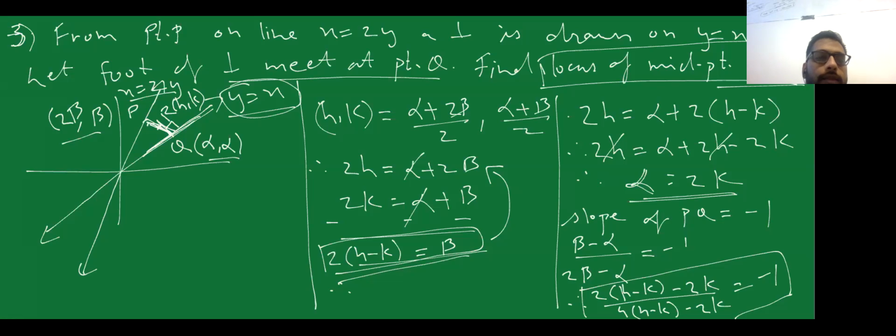One more thing is given, that the foot of perpendicular meets at point Q. Therefore, I need to find the slope of line PQ, and the slope of line PQ is -1. Why is it -1? Because it is perpendicular to another line y is equal to x of slope 1. Therefore, using my slope formula, y2 minus y1 upon x2 minus x1, instead of writing beta and alpha, I'll replace them with the terms containing h and k. So my final equation would have only h and k terms, which is my locus of midpoint of line PQ.